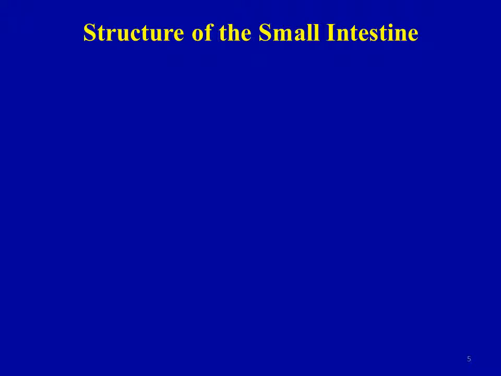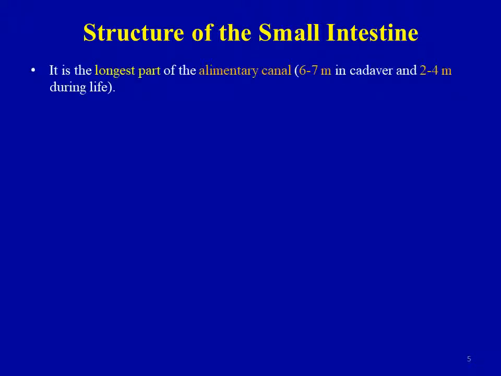As you learned from anatomy, the small intestine is the longest part of the alimentary canal. It has a length of 6 to 7 meters in a cadaver and 2 to 4 meters during life. It is longer in the cadaver because after death the smooth muscles in the muscularis externa lose their tone, so they will relax and make the small intestine longer than during life.